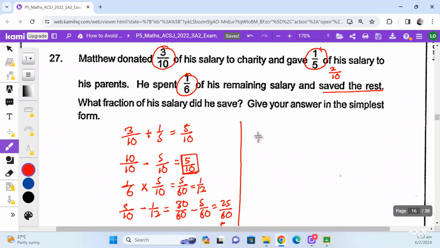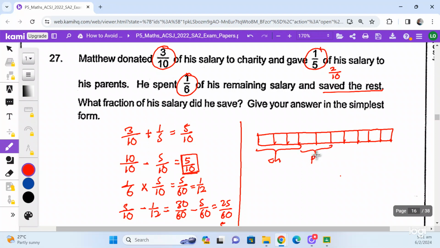So you draw a rectangle, which is all the salary, and you cut it into 10 boxes. So you have 1, 2, 3, 4, 5, 6, 7, 8, 9, 10, and he donated 3 boxes to charity and 2 boxes to parents. So what is the lesson here? If the fractions are talking about the same thing, you make the denominator the same.